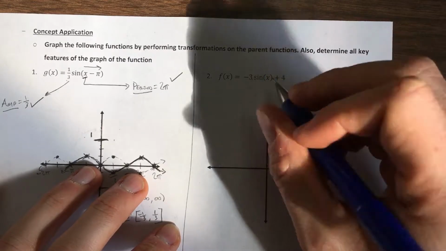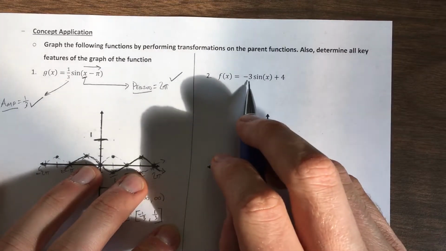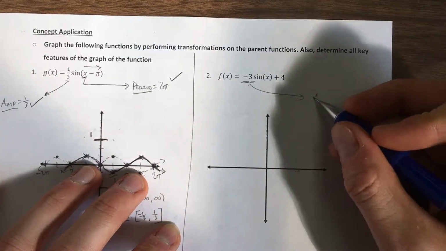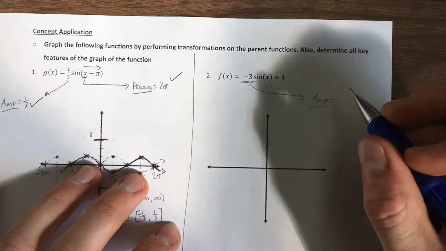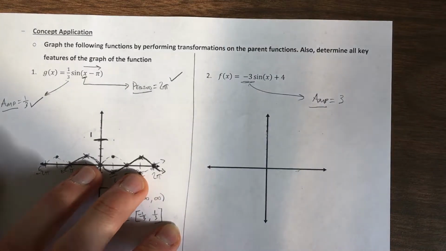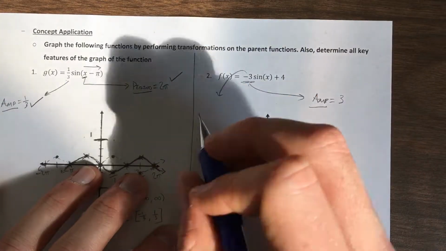Here we're multiplying by a -3. Because we're multiplying by a value, that's going to change the amplitude. We know that the amplitude cannot be negative, so our amplitude is 3. The negative is telling us that we reflect.